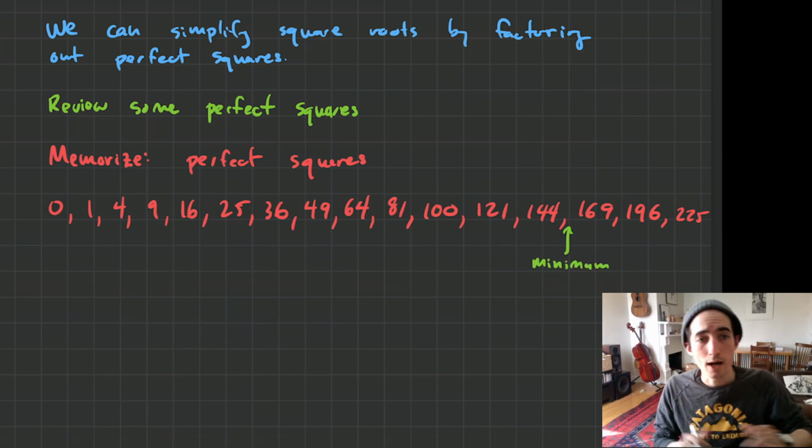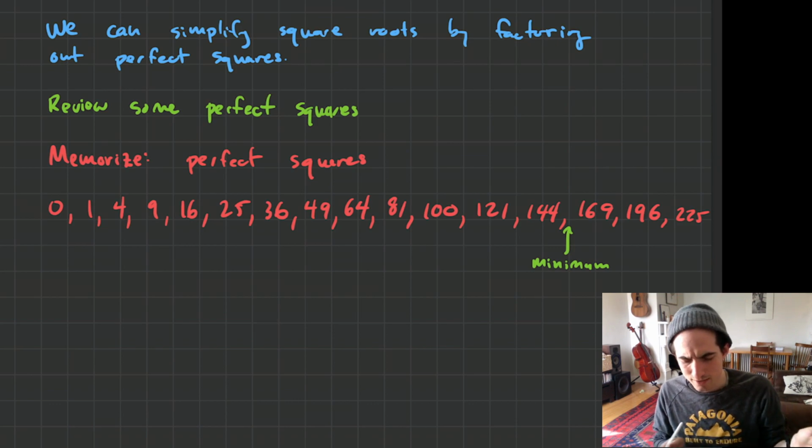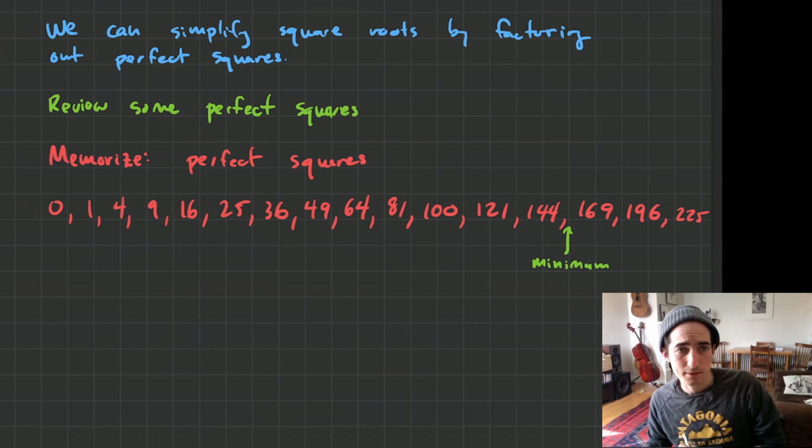These are all values that are in our times tables. Maybe you only did up to 10 times 10 in your times tables, in which case I'm asking you to memorize two more numbers, 121 and 144.